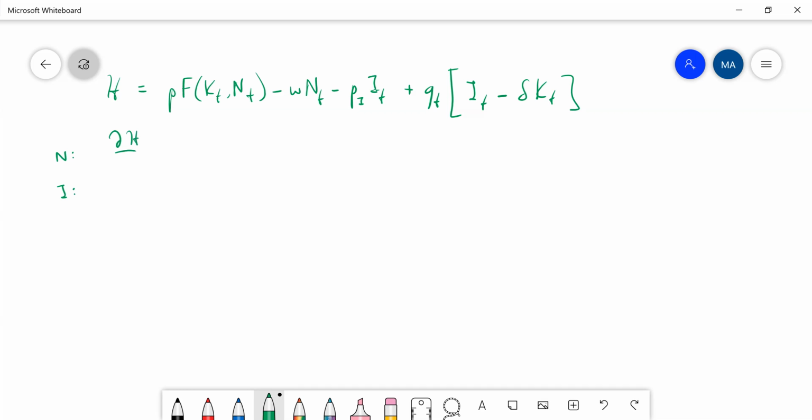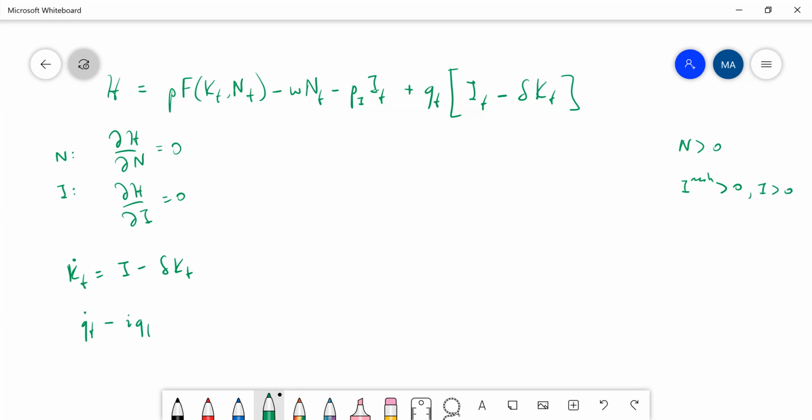So the derivative of the Hamiltonian with respect to n, let's suppose that n will be positive and I, investment, is strictly greater than 0, so I will also be positive. All right, so we're going to look at the interior solutions. So this will be equal to 0. This will be equal to 0, right? And then we have the constraint itself, right? The constraint itself. And then we have what? We have the co-state equation. Co-state equation is, be careful, your discount rate is i in this model, right? And the derivative of the Hamiltonian with respect to K_t. So let me start here.